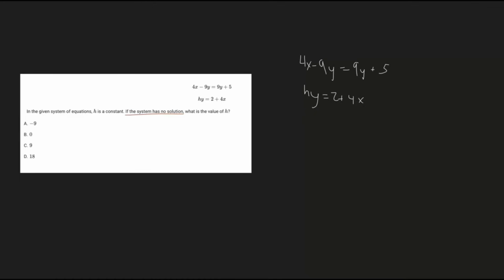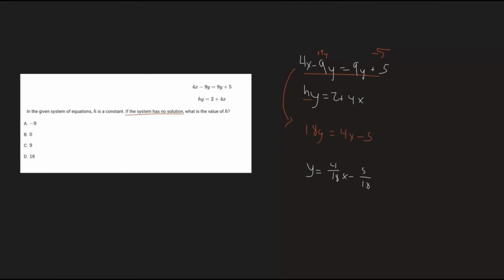So in order to find the corresponding value for the constant h, what we need to do is first put these equations into slope-intercept form. So the top one right here, what we can do is add 9y to both sides, and then subtract 5 from both sides, just so we can isolate for y. So we have 18y equals 4x minus 5. And now for slope-intercept form, this will just simplify. We divide both sides by 18. So y will be equivalent to 4/18 x minus 5/18.